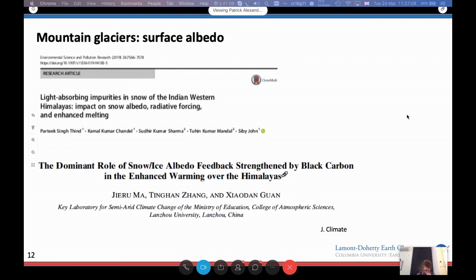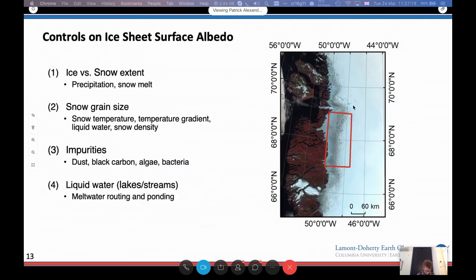Just to summarize the different processes that control surface albedo. So we have exposure of ice, which is much darker than snow. Balance at the surface is negative, so we have more melt and evaporation than we do precipitation. And that can create a big contrast in albedo.